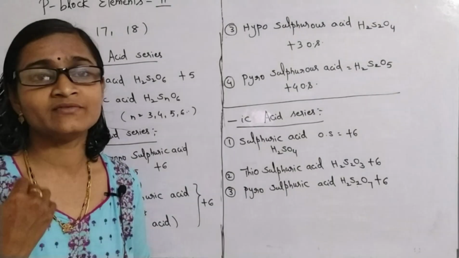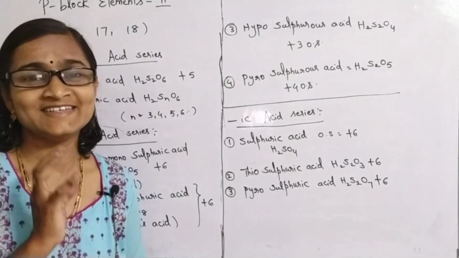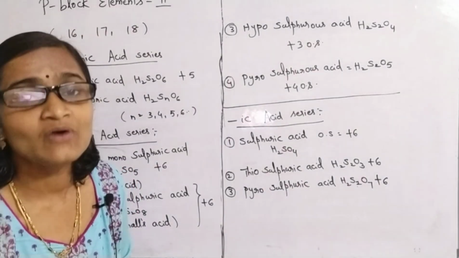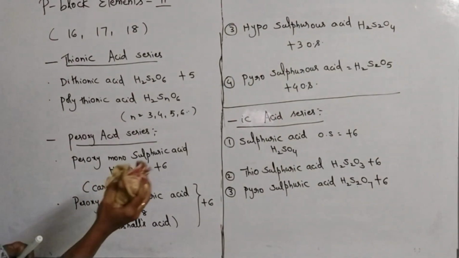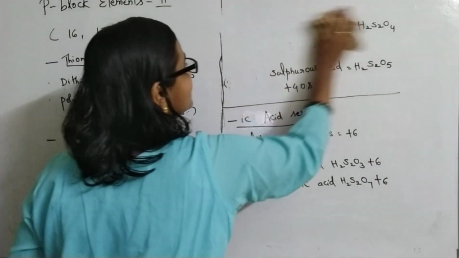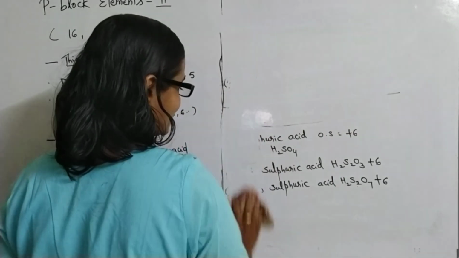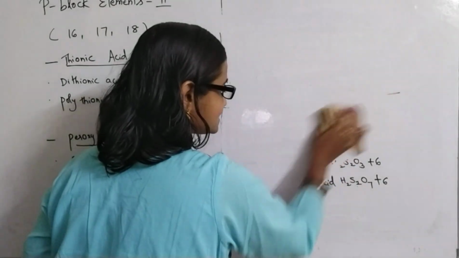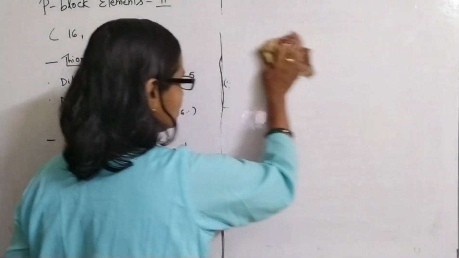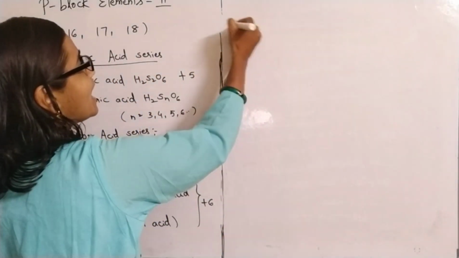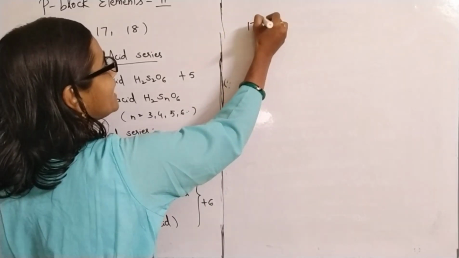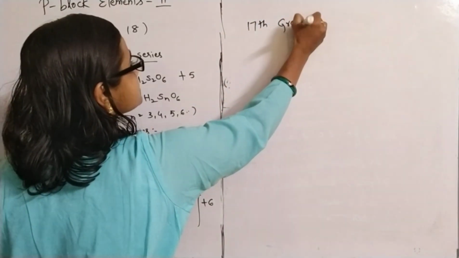Up to now we have learnt only 6A group elements. Now we have to move on to 7th A group elements, which are called as what? Halogens. What are those elements? Yes, fluorine, chlorine, bromine, iodine, astatine are called as halogens, 17th group elements.